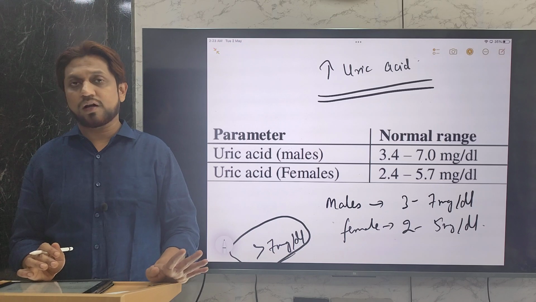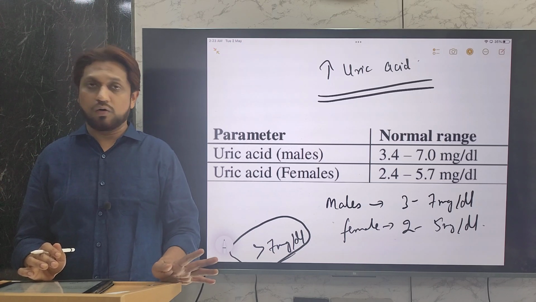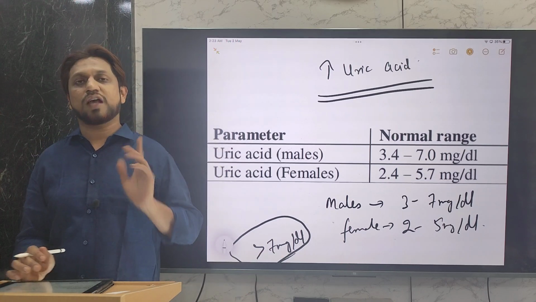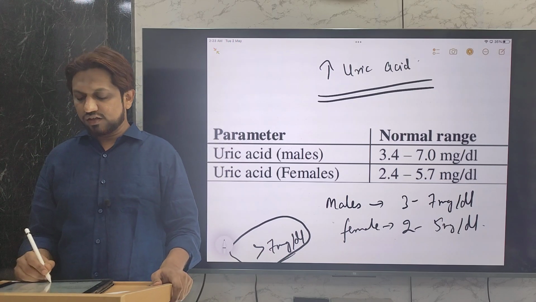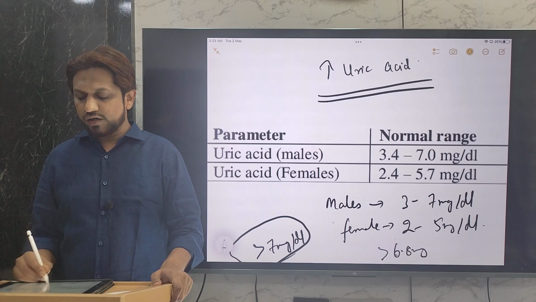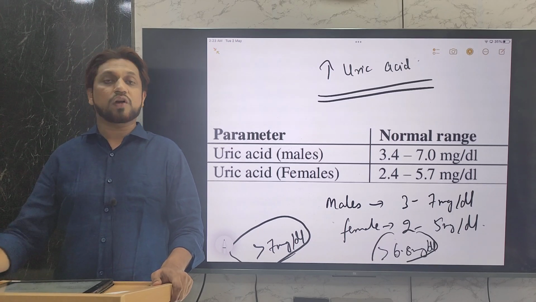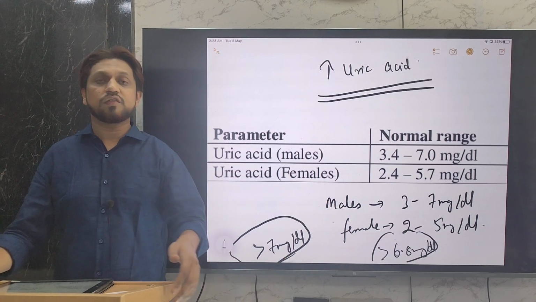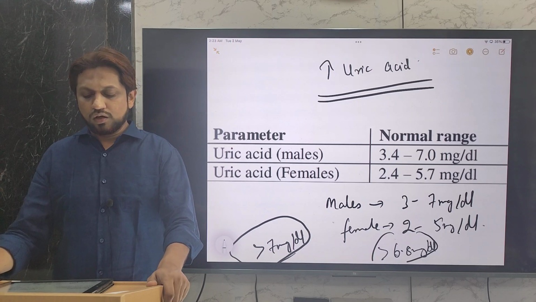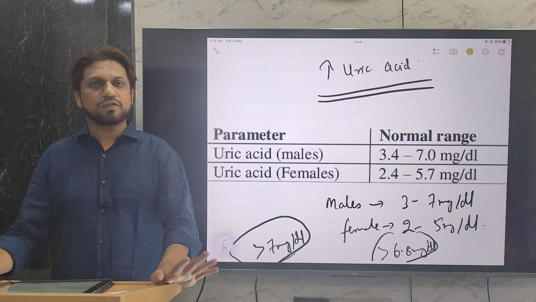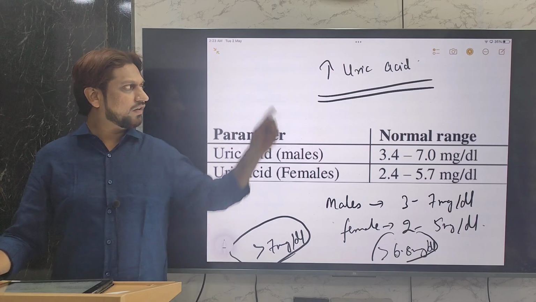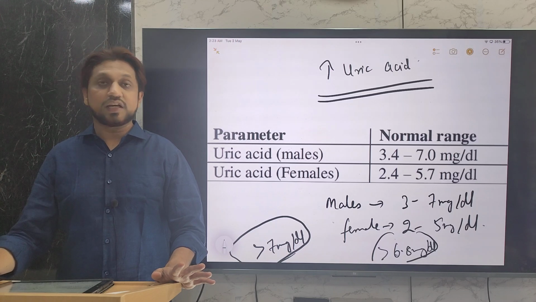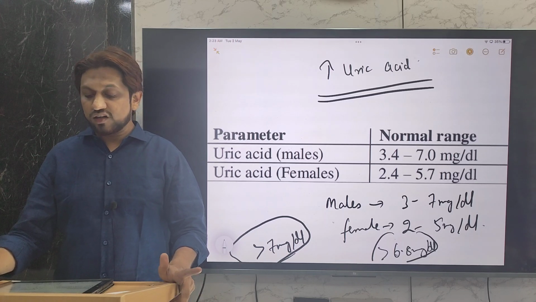Remember, not all hyperuricemia will lead to gout. But in gout the main cause, or the main pathogenesis, is an increase in the uric acid level. An increase greater than 6.8 milligram per deciliter is the more specific definition of hyperuricemia, but you can take a round figure of 7 for males, and for females it is 6 milligram per deciliter. So if the uric acid level crosses 7 milligram per deciliter, it leads to hyperuricemia. Now why will it increase, what are the causes or risk factors for that?